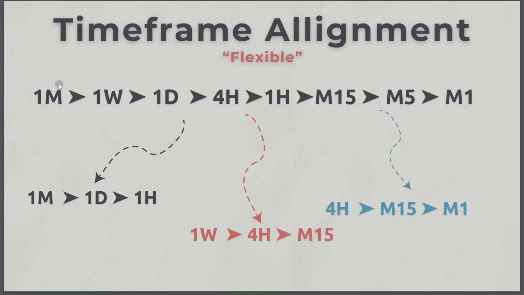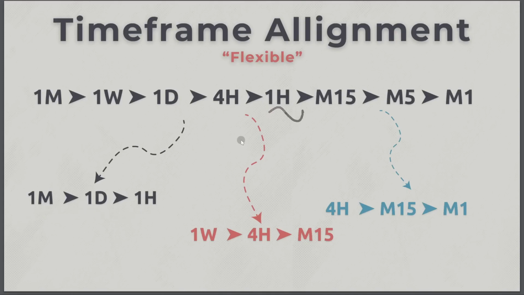So let's imagine that I'm taking my higher time frame as the monthly. I would skip one time frame, go to the daily as my intermediate time frame, and then I'll skip one and go for my lower time frame, which is going to be the hourly. So you see, one suggestion here is starting from the monthly, go into the daily, go into the hourly.